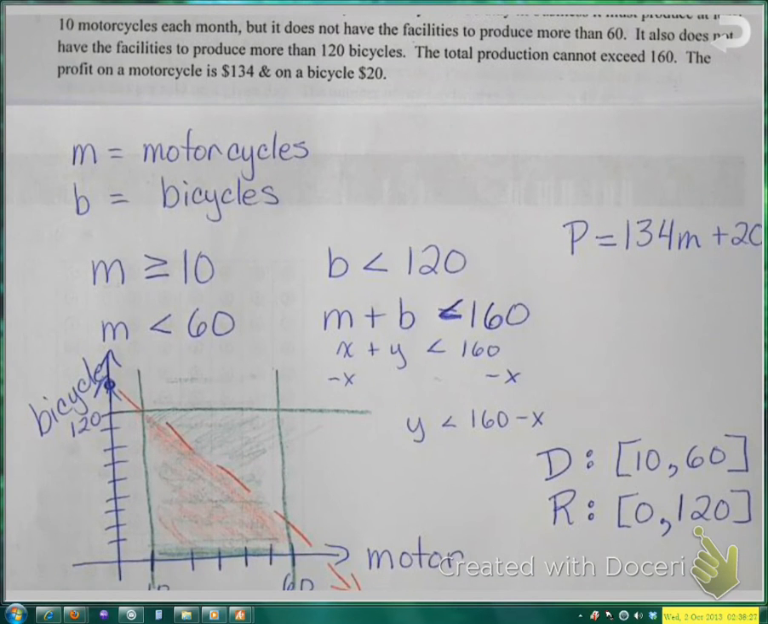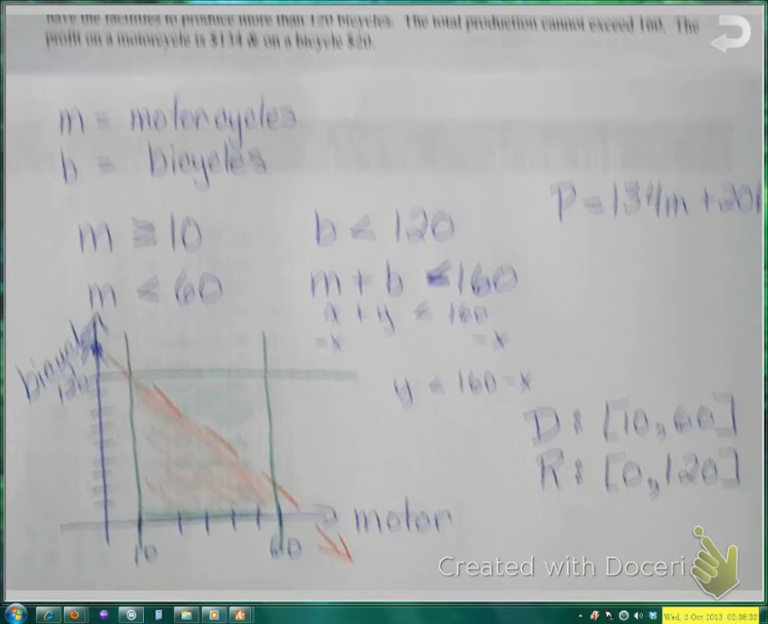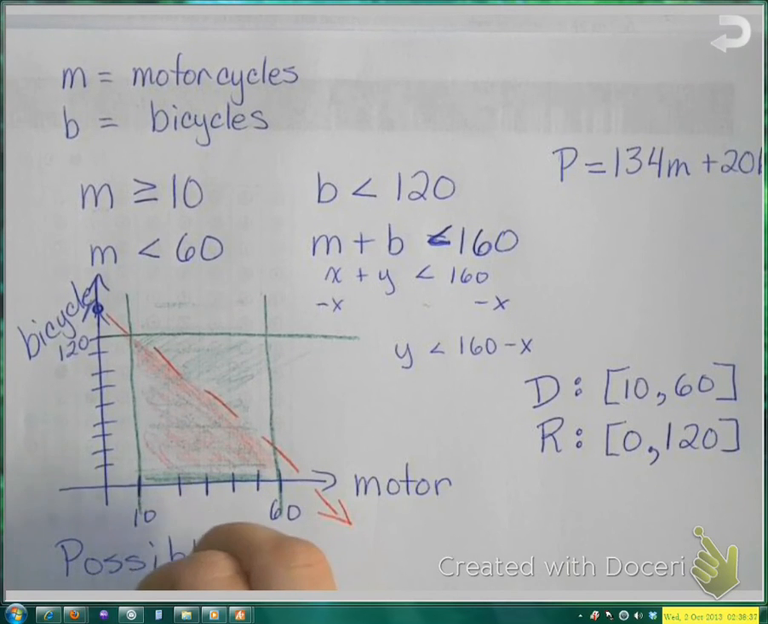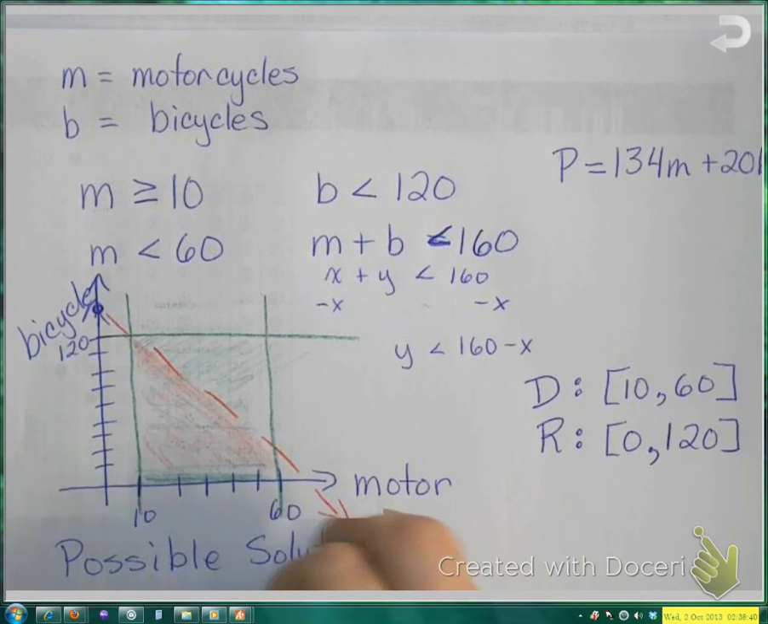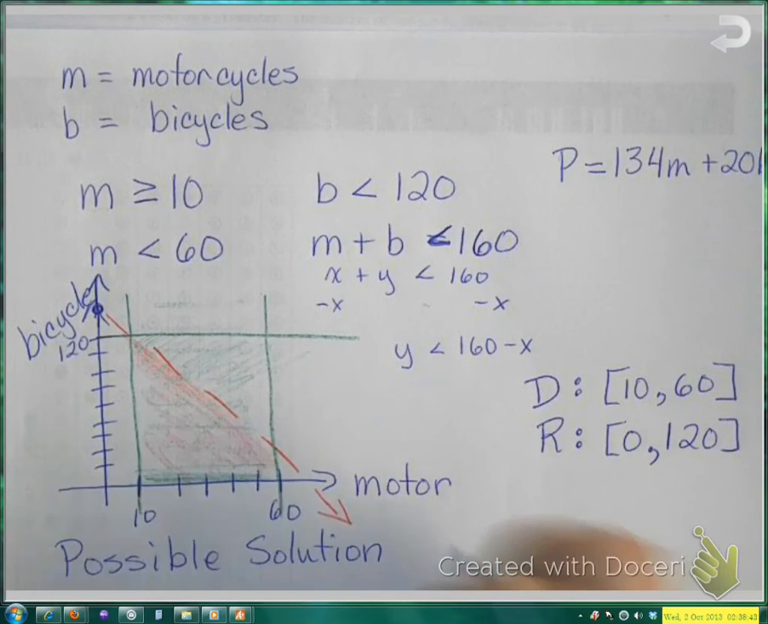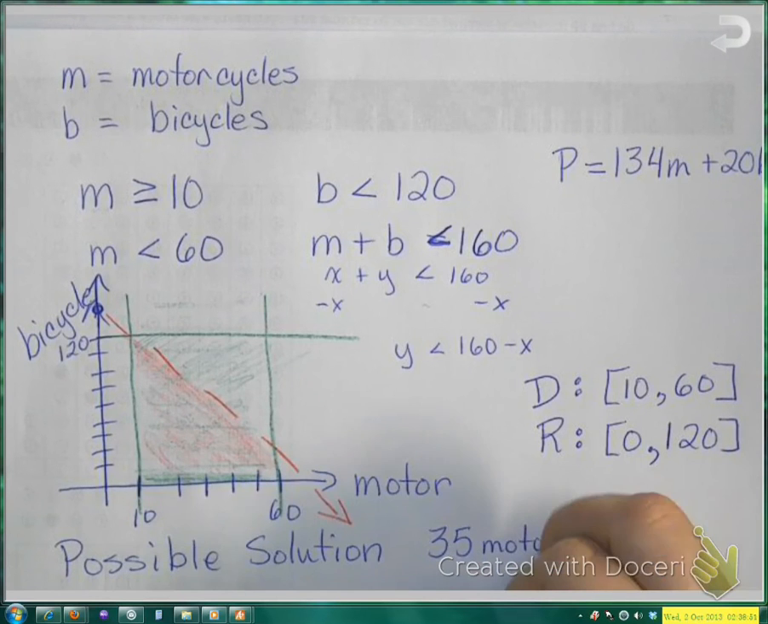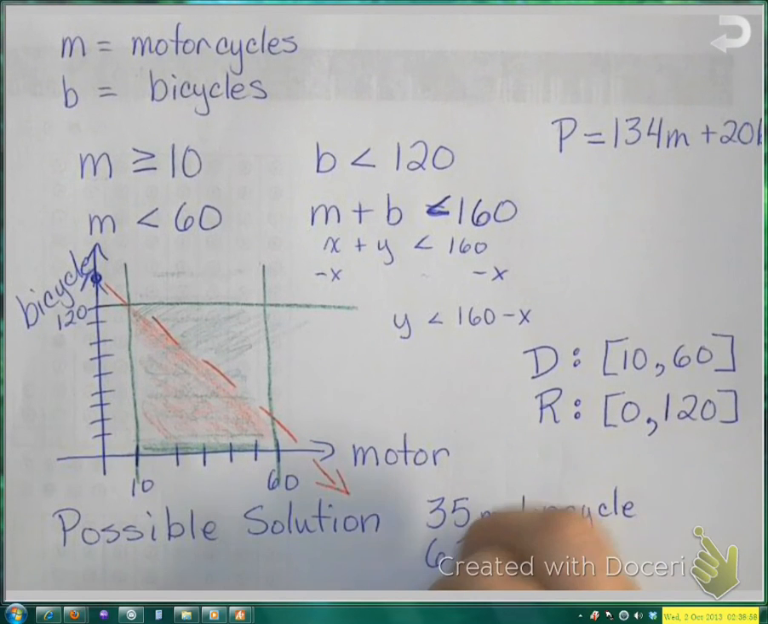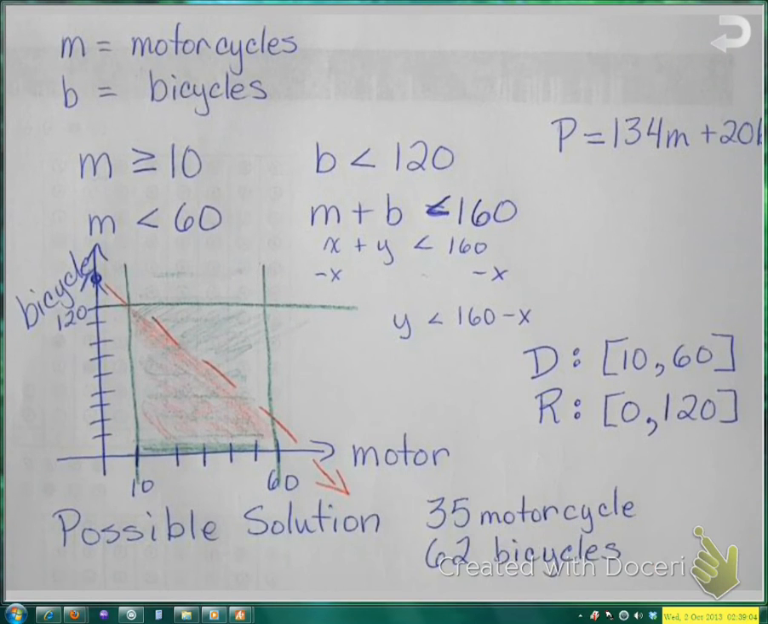Now the last thing they asked us to do is identify 3 possible points that would be solutions. Okay, so possible solutions has to be a number in between 10 and 60. So let's pick 35 motorcycles. And any number between 0 and 120. I'm going to say 62. It doesn't matter. That's one possible solution.